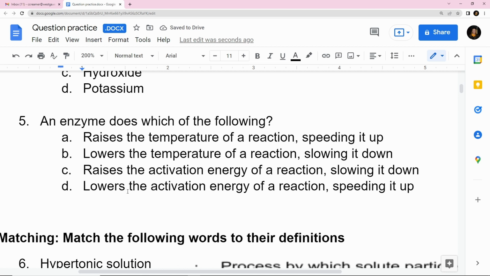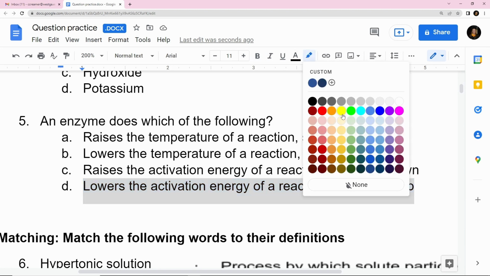An enzyme does which of the following? Raises the temperature of a reaction, speeding it up; lowers the temperature of a reaction, slowing it down; raises the activation energy of a reaction, slowing it down; or lowers the activation energy of a reaction, speeding it up. If you said lowers the activation energy of a reaction, speeding it up, you would be correct.